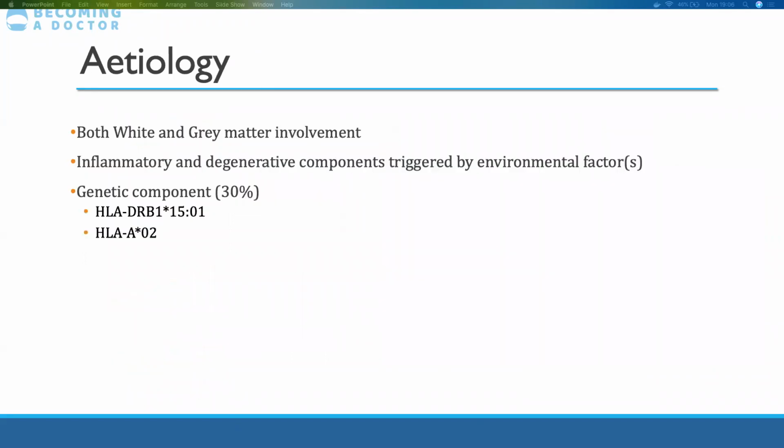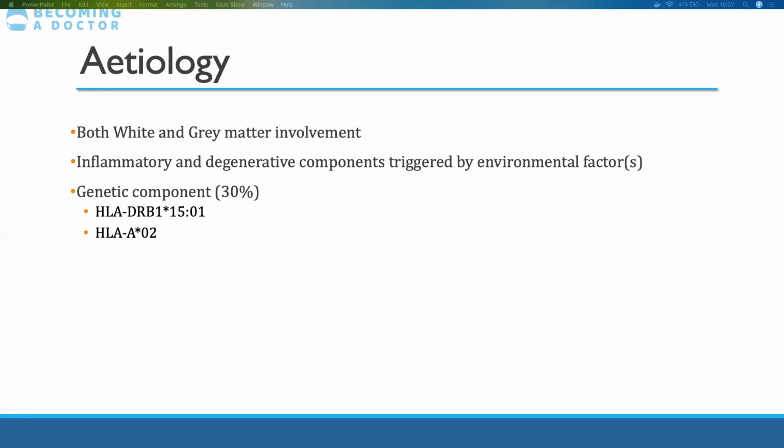So MS was classically viewed as a disease of the white matter, but now there's evidence that both the white and grey matter are involved. The number of lesions in the white matter does not really correlate to the severity of the disease. However, with the grey matter, the size and the lesions of the grey matter actually do correlate. So more and more we're finding out that grey matter is really involved in this.